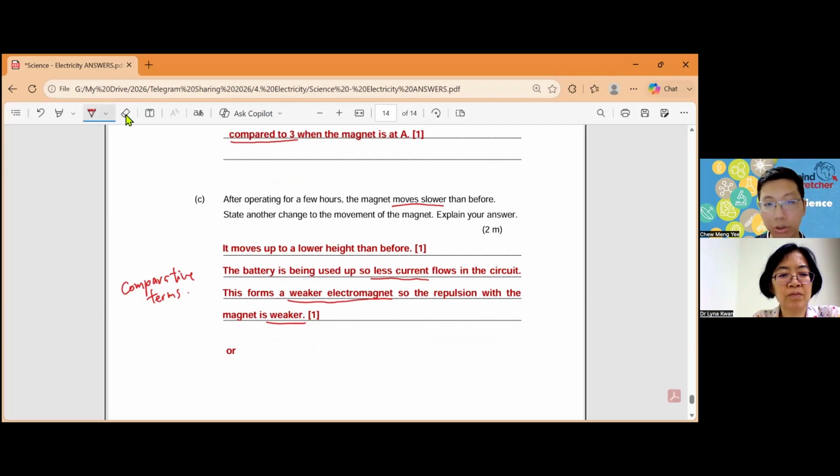Okay, so make sure you talk about less. Lower height. See another comparison. Lower height because of less current flowing through, weaker electromagnet, weaker repulsion.